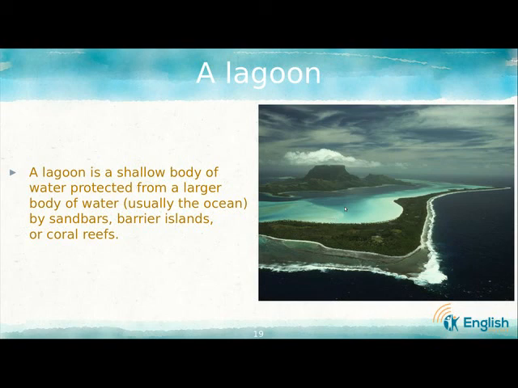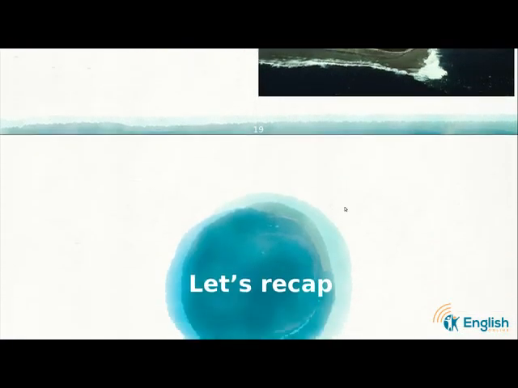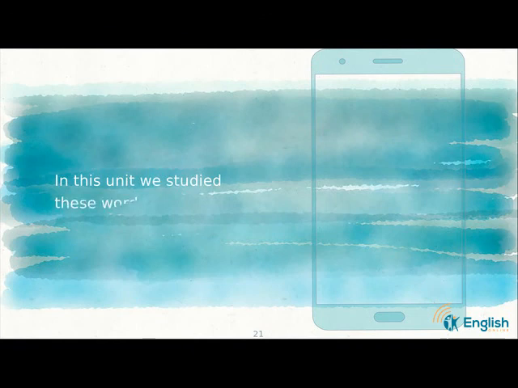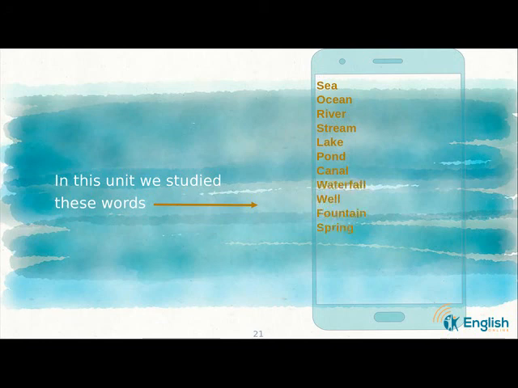That is the last word in our lesson for today. Let's recap. Today we looked at the following words: sea, ocean, river, stream, lake, pond, canal, waterfall, well, fountain, spring, hot spring, geyser, swimming pool, swamp, and lagoon.